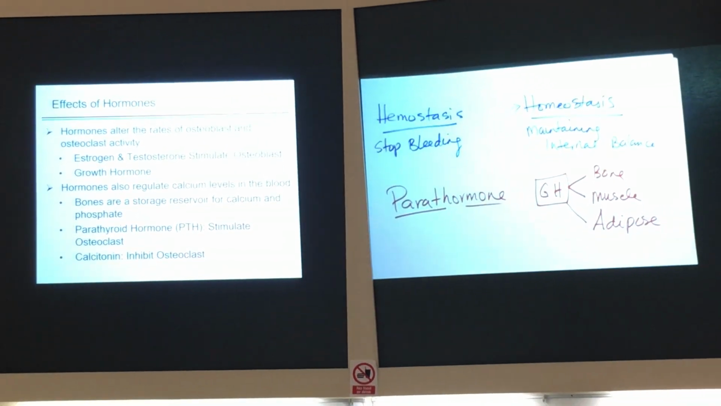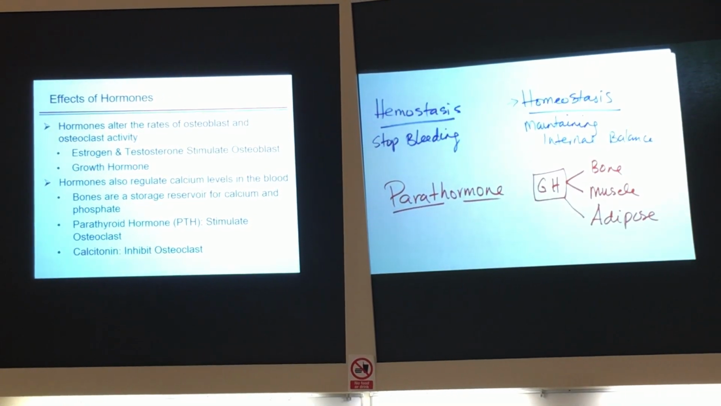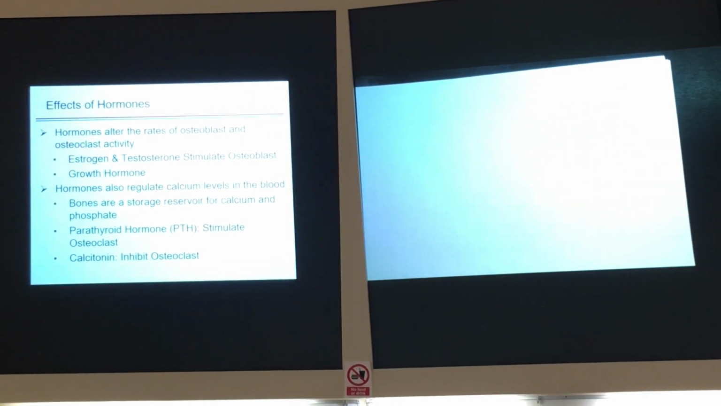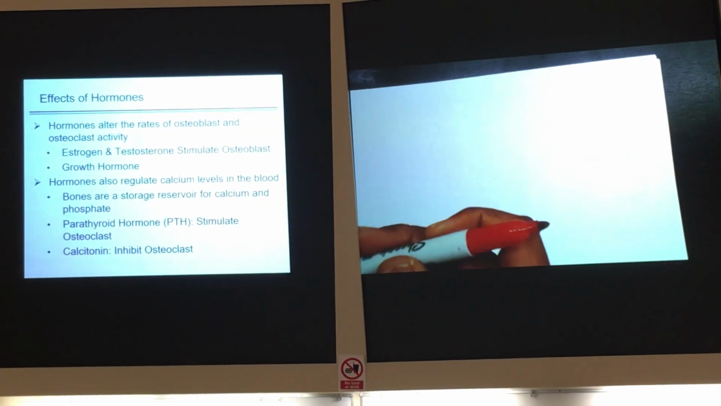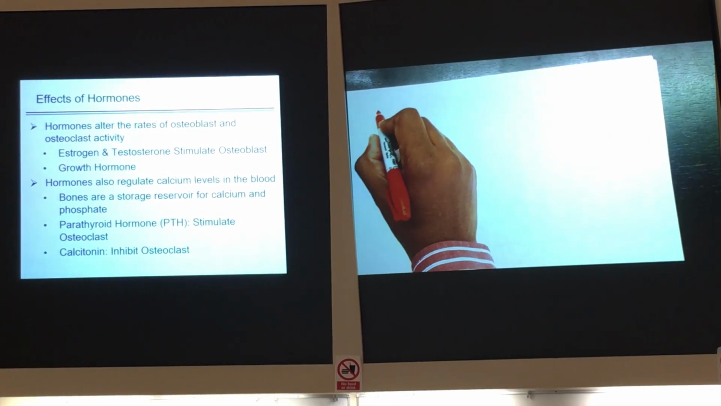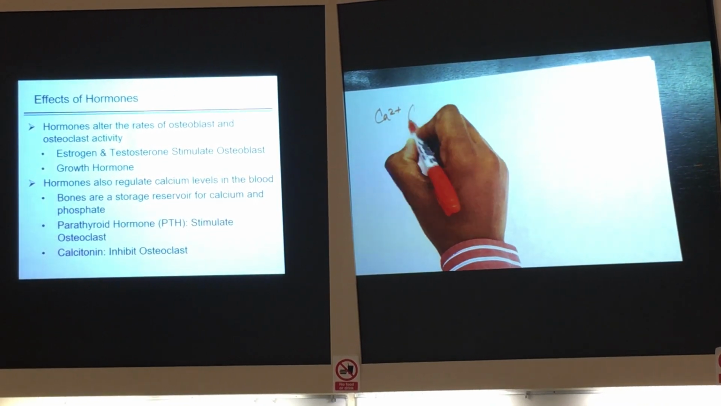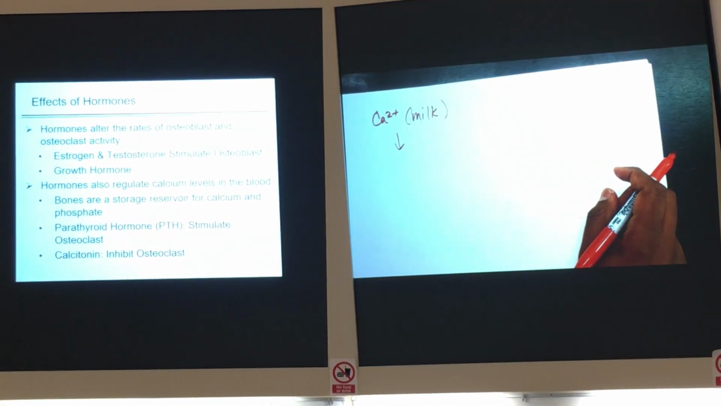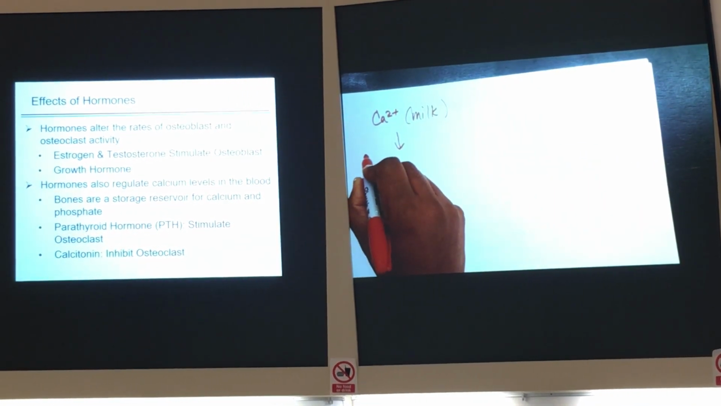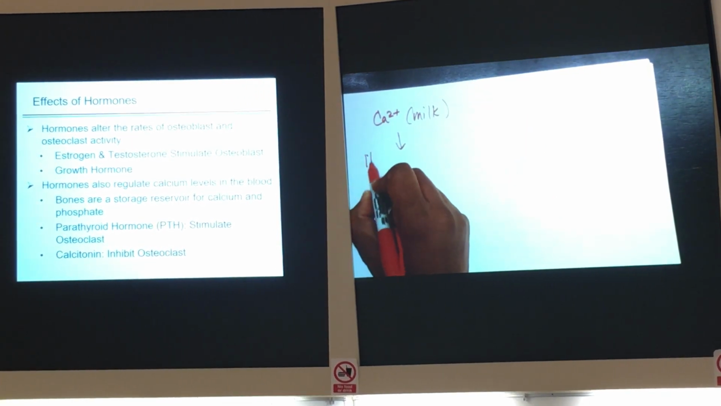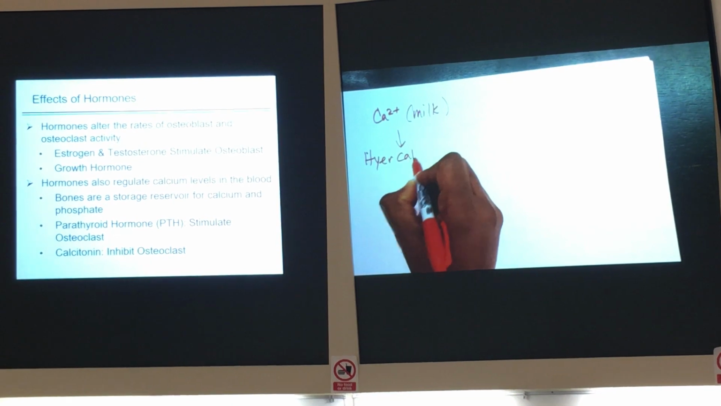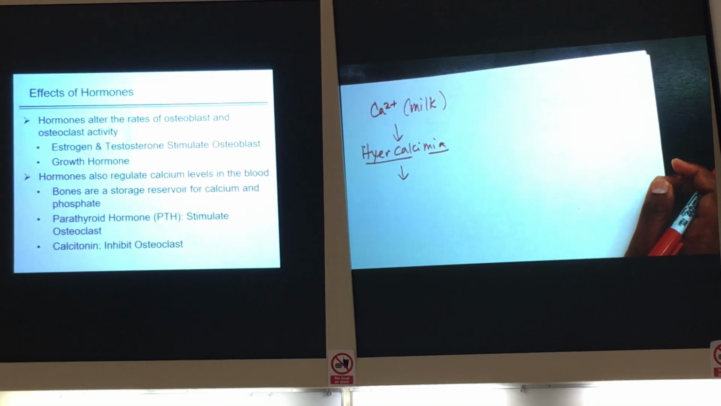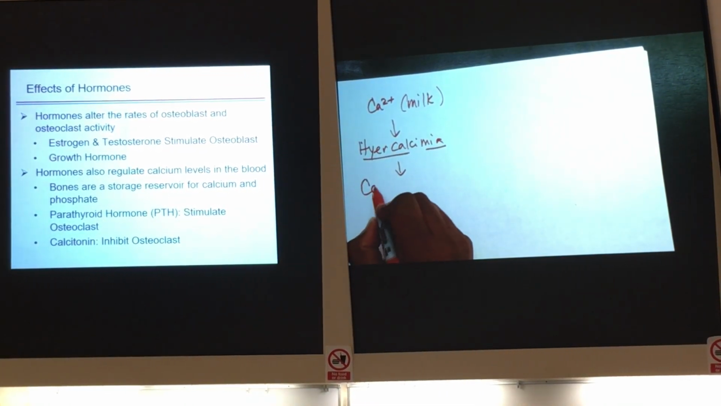PTH, which is parathormone, stimulates osteoclast. Calcitonin inhibits osteoclast. So, just briefly, we'll discuss this more in the urinary system. Let's say you are getting calcium from the milk. Which hormone will be stimulated? Now, let's put it this way. In the blood, you're going to have high calcium, right? Hypercalcemia. That means more calcium in the blood. Which hormone will be stimulated? Calcitonin.